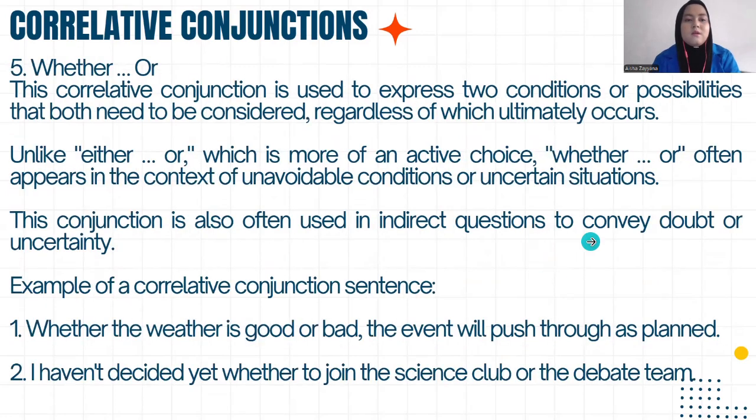And number five is whether or. This correlative conjunction is used to express conditions or possibilities that both need to be considered, regardless of which ultimately occurs. Unlike either or, which is more of an active choice, whether or often appears in the context of unavoidable conditions or uncertain situations. This conjunction is also often used in indirect questions to convey doubt or uncertainty.